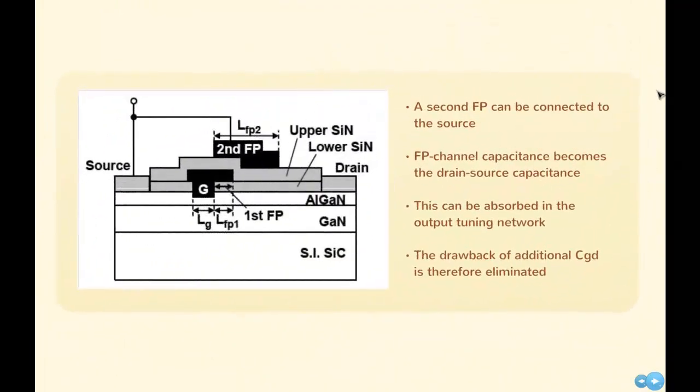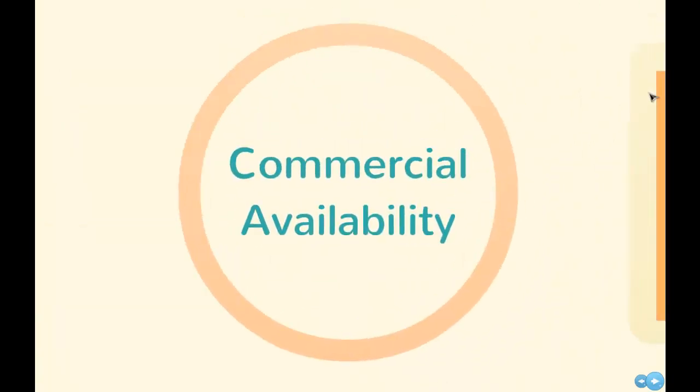Some other research teams have come out with a different idea. They thought, well, we can use a second field plate and then connect that to the source. And the field plate channel capacitance in this manner becomes the drain-to-source capacitance. And a drain-to-source capacitance can then be tuned out with your output network. This way you eliminate the problem of having additional capacitance between the gate and drain electrodes, and hence you don't damage your frequency performance.